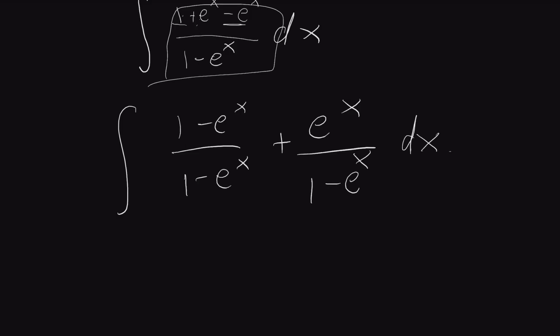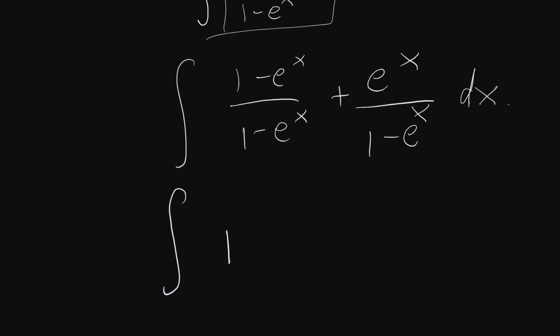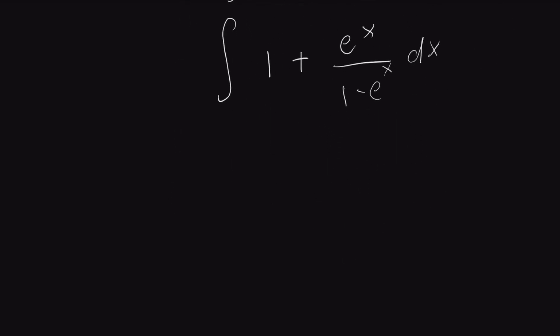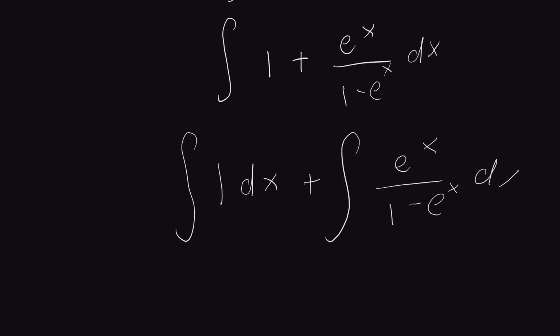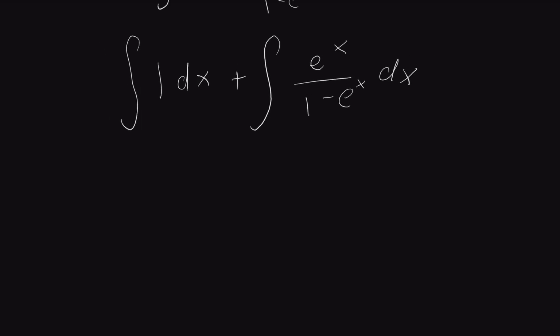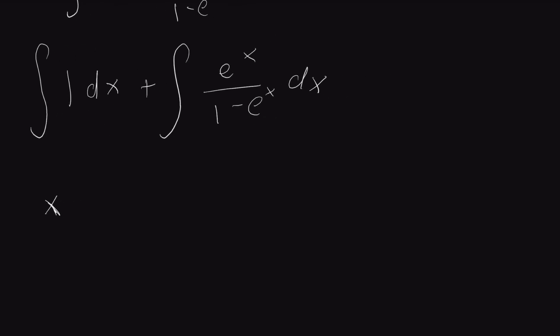Then we recognize that 1 minus e to the x divided by 1 minus e to the x is just 1. So we can rewrite this as the integral of 1 plus e to the x divided by 1 minus e to the x dx. Then I'm going to separate the integrals. So I have the integral of 1 dx plus the integral of e to the x divided by 1 minus e to the x dx. The integral of 1 dx is really easy. That's just x. And we'll deal with the constant of integration at the end. But first, we want to figure out how to solve this integral right here.